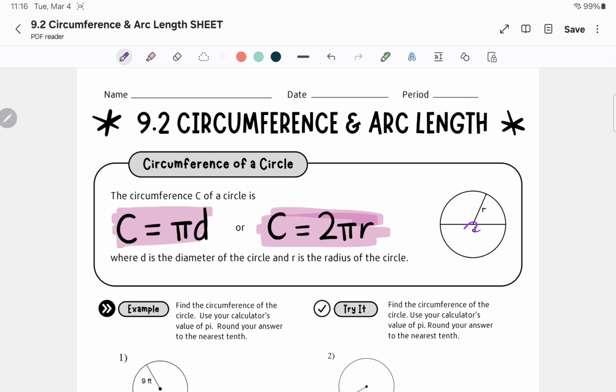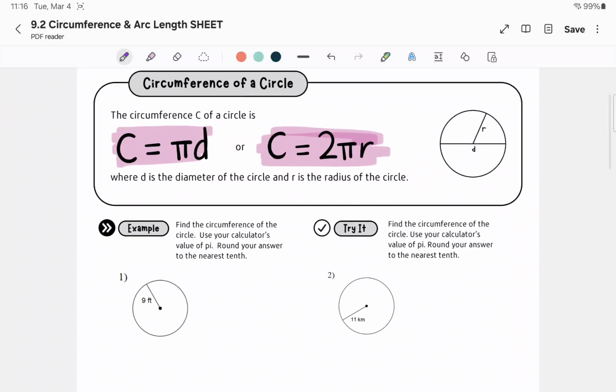And just to review from last time, diameter is going across the whole circle through the center, and the radius is going from the center to the edge. So diameter is all the way, radius is half the way. So let's look at example number 1.